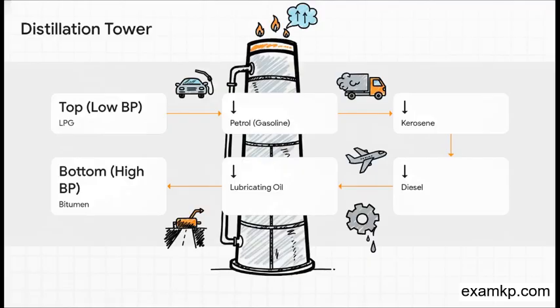As you move down the tower, it gets hotter and the boiling points increase. So you get petrol, then kerosene for our lamps, then diesel, lubricating oil, and right at the very bottom, with the highest boiling point, you have bitumen, which is used for paving roads. You must memorize this order from top to bottom.